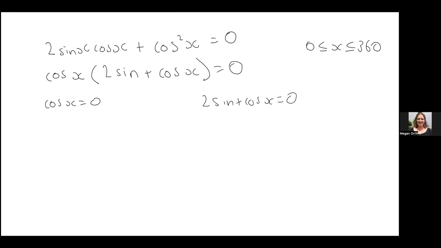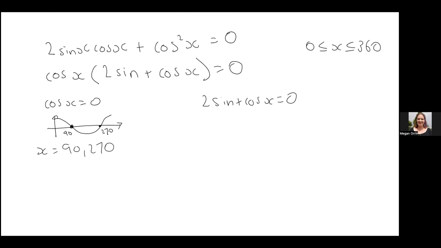Again, let's have a think about our graph. Cosine starts where? 1. So this one's going to go down and back up again. So where cosine is 0, what's this? 90. And what's this? 270. So again, these should be my 2 answers. So therefore, x is 90 and 270.